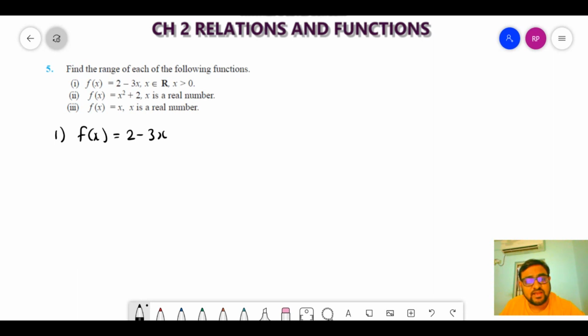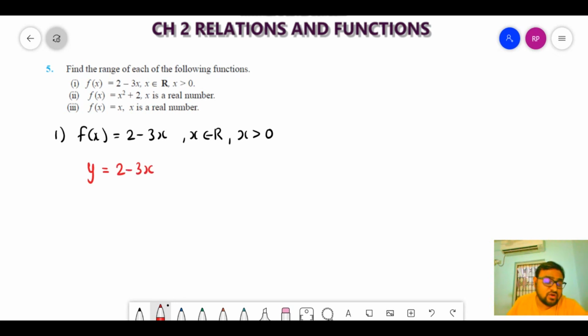x belongs to R, and remember, x belongs to R means you can take any value of x, but here x is greater than 0. Now we had discussed earlier that f(x), we can take as y. Okay. So y is equal to 2 minus 3x. So now to find out the range, I need to find out the possible values of y that I will get when I take x greater than 0.